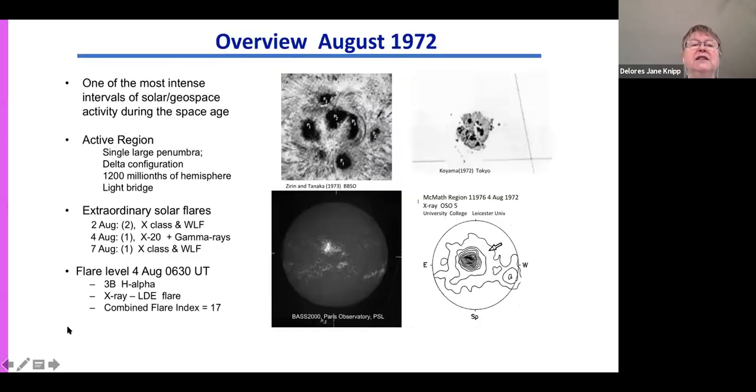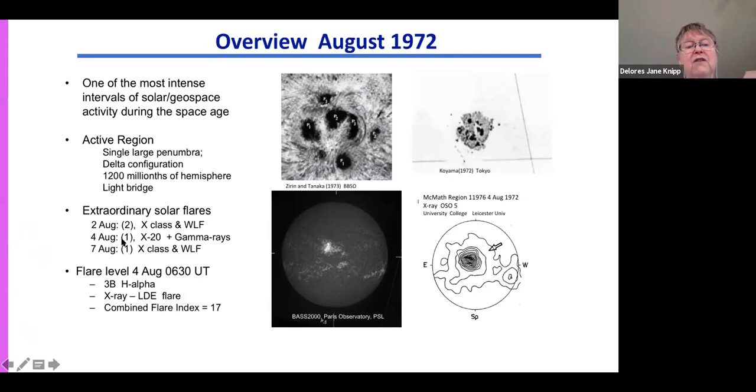It's one of the most intense intervals of solar and geospace activity in the space age. The active region had a large penumbra with what's called delta configuration, meaning that there are multiple different orientations of the sun's magnetic field within the core. There are light bridges, regions connecting these. And then on the 2nd of August, there was the first X-class flare and a recorded white light flare. So now we know that it's really active.